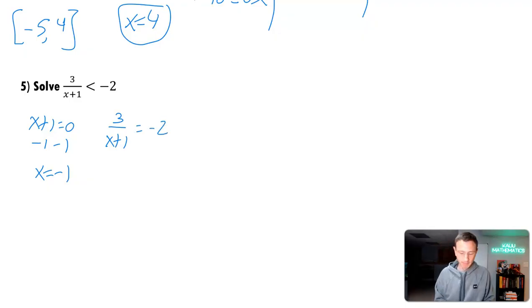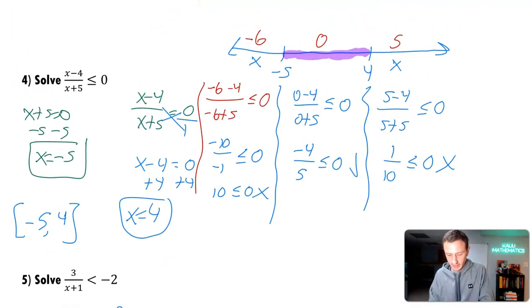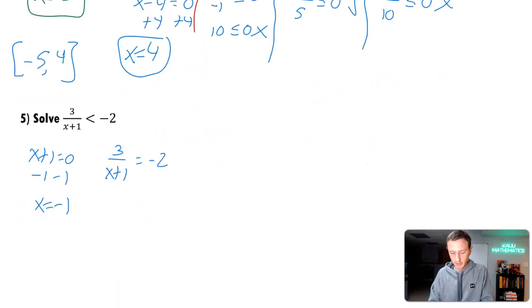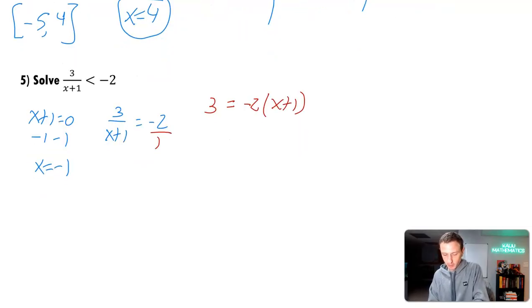Now this time, since it's not equal to 0, the big difference here is we're actually going to have to solve this. On this one, the reason that I just got x minus 4 equal to 0 was because I did 0 times x plus 5, which is 0. But here, it's 3 over x plus 1 equal to -2, so that I actually have to multiply. And this is over 1. So this is 3 times 1, which is 3, equals -2 times x plus 1. So that I actually have to multiply out and solve this.